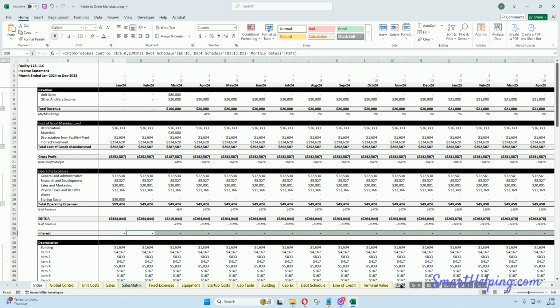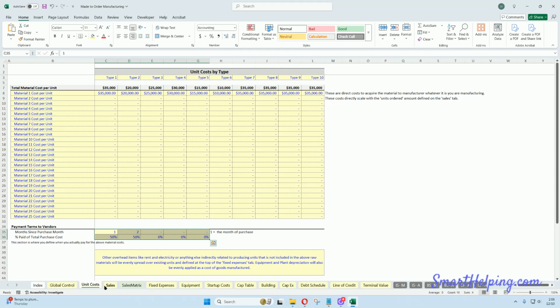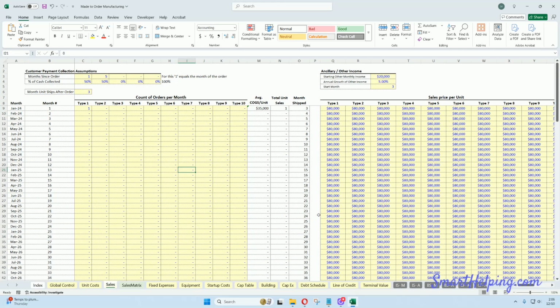And then if we go over to our income statement, you can see we're recognizing the revenue when the unit ships. So the whole 80,000 here is recognized in month 3. And we've got some cost of goods sold here that are also recognized when the unit ships. But that's one model that has this idea of contract liability. You can configure this however you want.